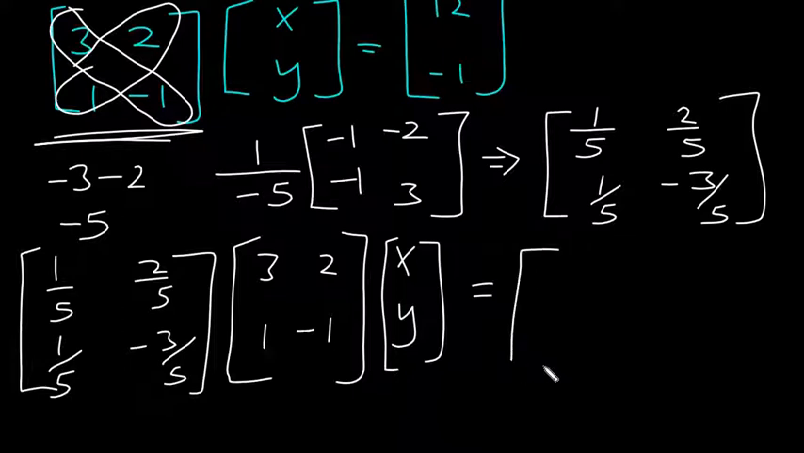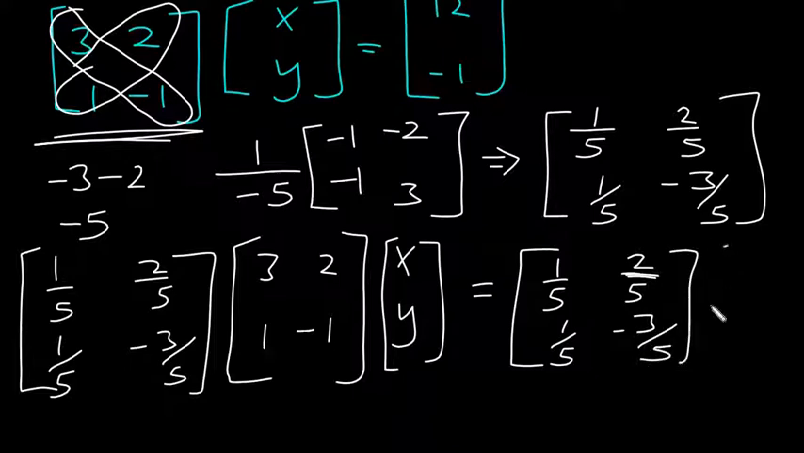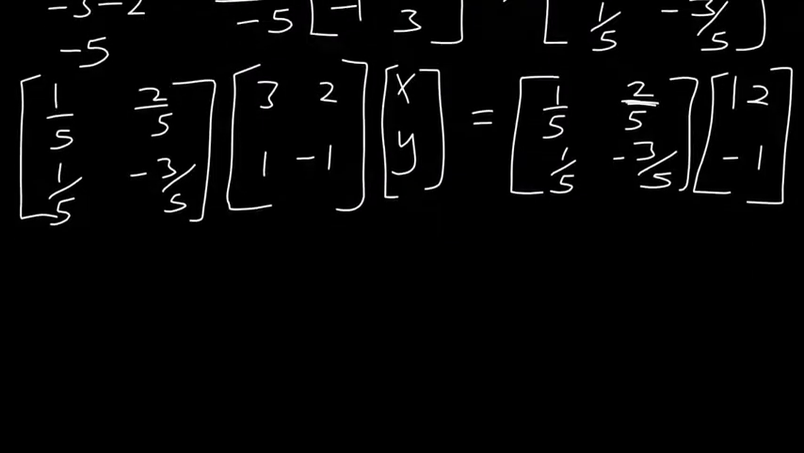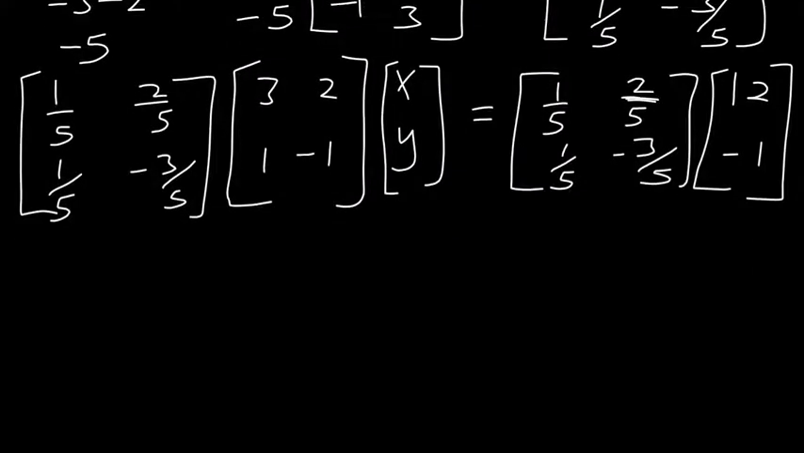So we're going to have 1/5, another 1/5, then 2/5, then -3/5, and then we multiply by 12 and -1. Okay, so I want us to work this out.